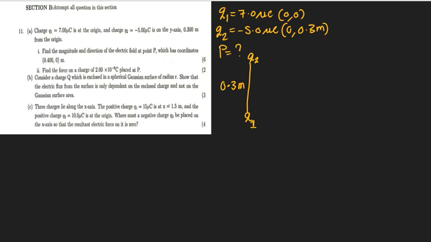Then point P, find the magnitude and direction at point P, which has coordinates 0.4, 0. So point P is in the x-axis. This is the x-axis. So point P is at 0.4, 0. So it's in the x-axis. So this is where point P is, and it's going to be 0.4 meters. What else is significant from the information? Okay, so this is going to be our diagram.